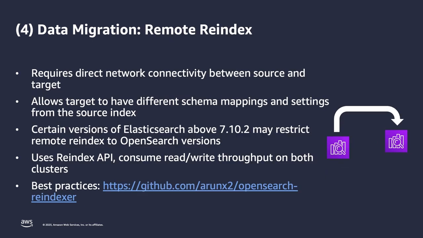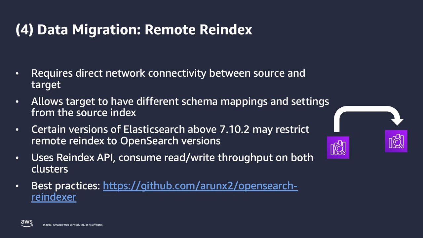Remote Reindex is different from Snapshot. There is no intermediate repository needed, but it requires network connectivity between the source cluster and the target cluster. Remote Reindex is relatively slower than Snapshot and Restore. However, it does provide flexibility in terms of the target. Reindex can have a different schema mapping and settings from the source index.